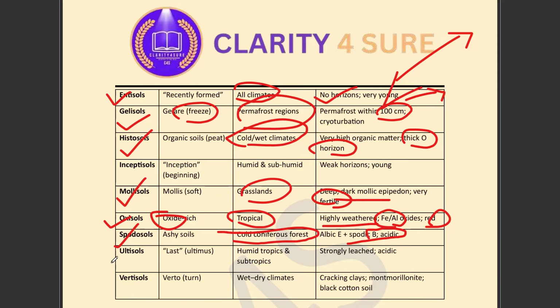Next comes your ultisols. Ultimum means it is the last. You can see this kind of soil in humid tropics and subtropics, where it is strongly leached and acidic in nature. Next comes your vertisols. Vertisols you can see in wet and dry climates. What is the distinctive feature of vertisols? You will have cracking clays, and it is well suited for black cotton soil, black cotton production.